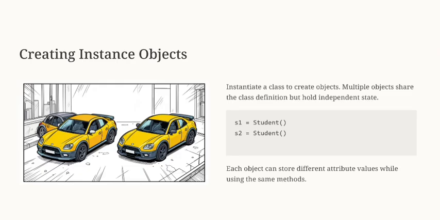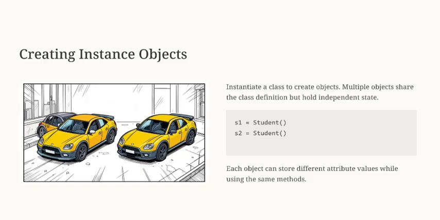Now let's create objects from a class. Suppose we have class Student: pass. We can create s1 = Student(), s2 = Student(). So here s1 and s2 are two different objects. Both are created from the same class.